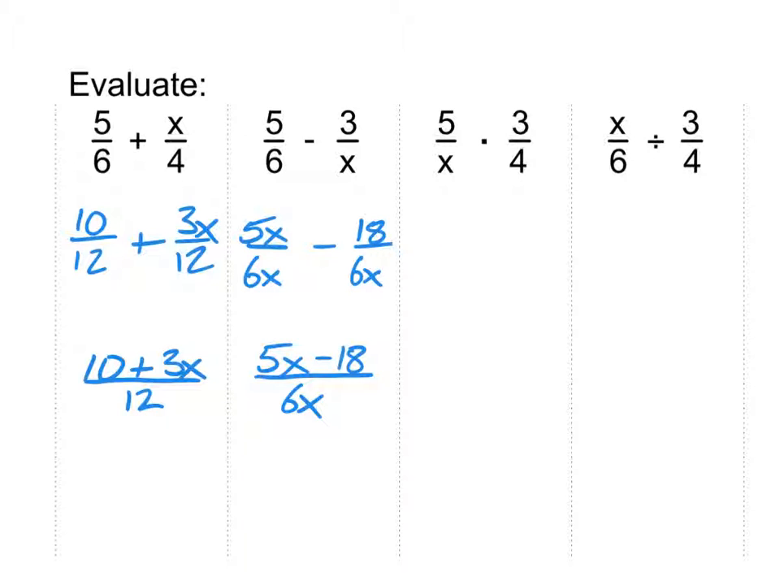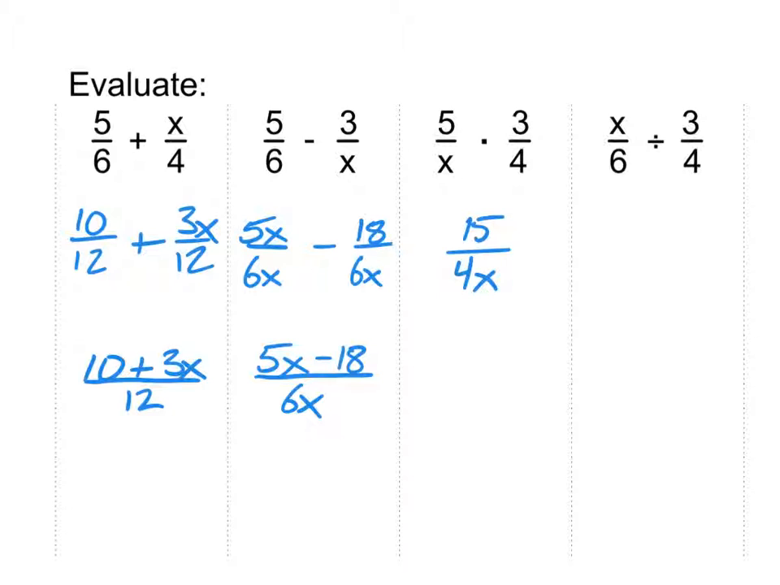Next up, multiplication. And our multiplication process is still multiply straight across the top, straight across the bottom, no common denominators needed. That actually makes this one pretty easy. I'm going to do 5 times 3 on the top to get a 15. I'm going to do x times 4 on the bottom, 4x, and we're done.